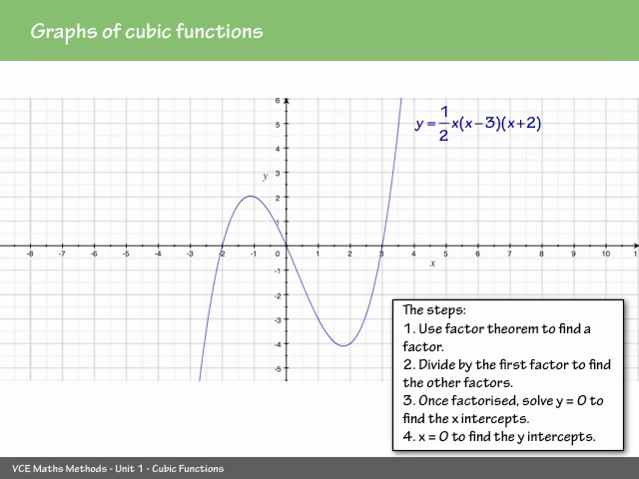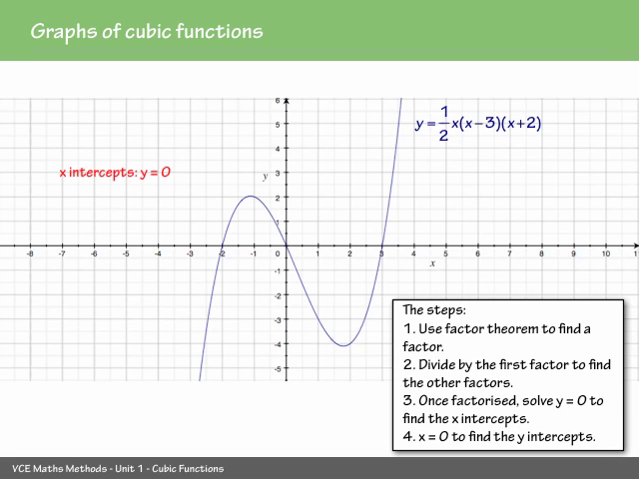So the steps that we use are the factor theorem and divisions to get to this stage. Once we've got it factorized, then we've got to solve for where y equals 0 to find what the x-intercepts are going to be. Lastly, to find the y-intercept, it's the reverse. We put x equals 0.